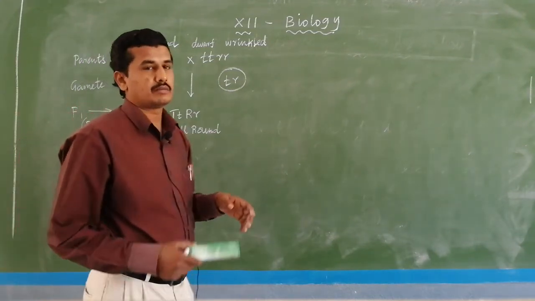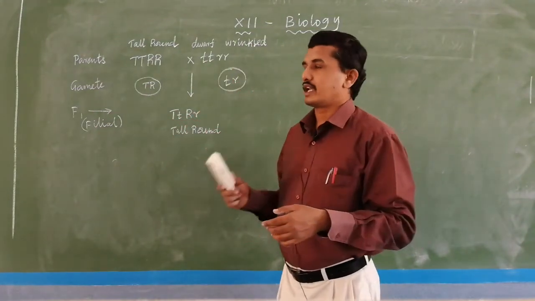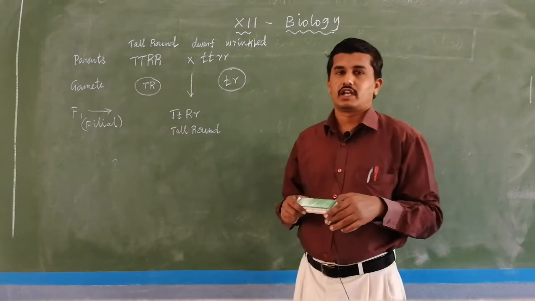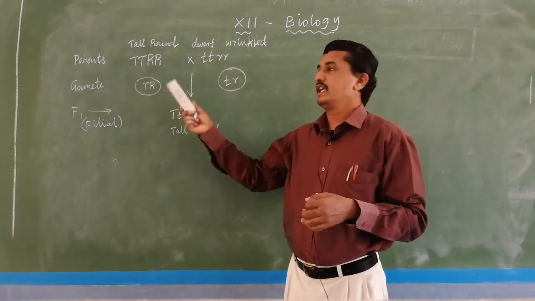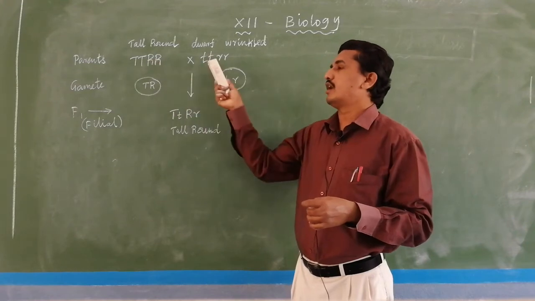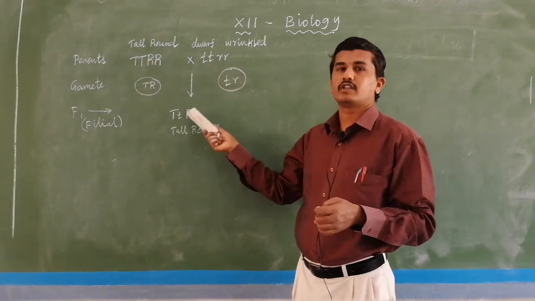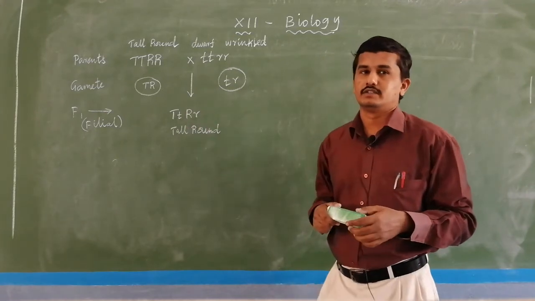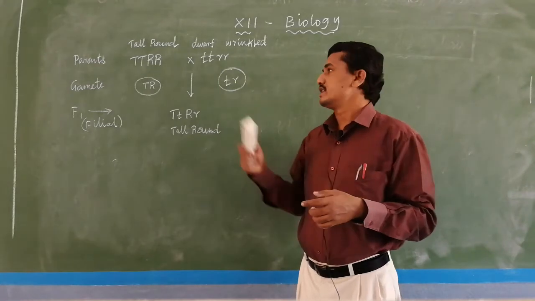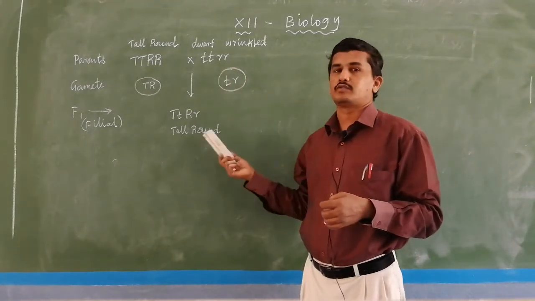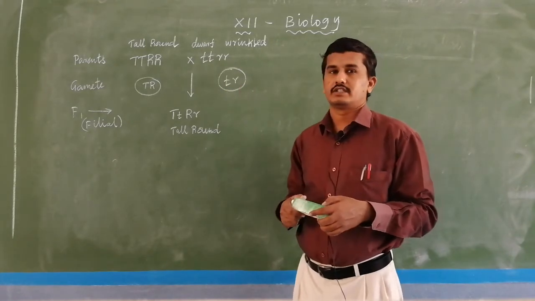Dominance is nothing but which trait or which character is expressed in the F1 generation. That trait is said to be the dominant trait. Here, of the two parents, tall and round and dwarf and wrinkled, only tall and round is expressed in the F1 generation. So tall and round is dominant, and dwarf and wrinkled is not expressed, so dwarf and wrinkled is the recessive character.